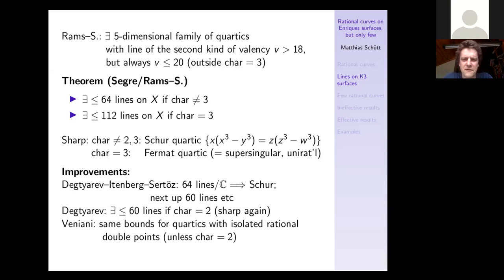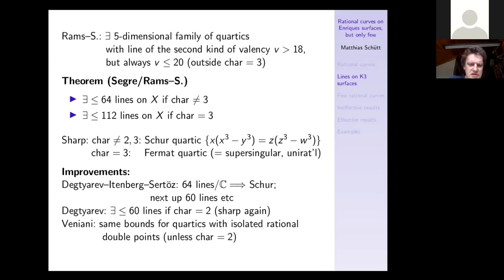And why is 3 different? Because there the Fermat quartic contains not only the usual 48 lines, but 112 lines. So this is supersingular and unirational and whatever you want. So that's why characteristic 3 is very special. In characteristic different from 2 and 3, and this is one of the issues that we'll also touch upon in our considerations about lines, this result is also sharp because there's a quartic which goes back to Schur. So this is Schur's quartic, which contains exactly these 64 lines.